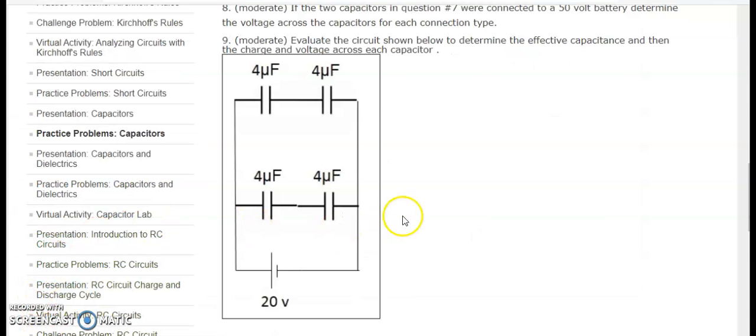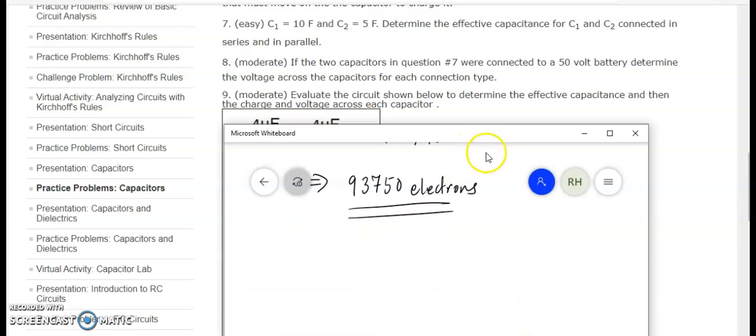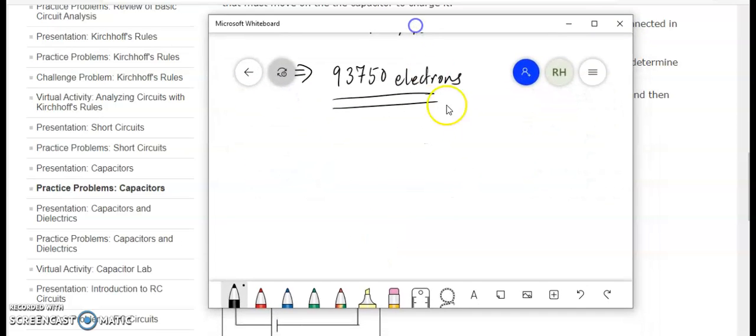Now moving on to the 8th one, you can see that if two capacitors in question number 7 were connected to a 50 volt battery, determine the voltage across the capacitors for each connection type. So for series connection, the charge of the capacitor is the same as the charge on the effective capacitance. So you know your C1 and C2 are 10 and 5.